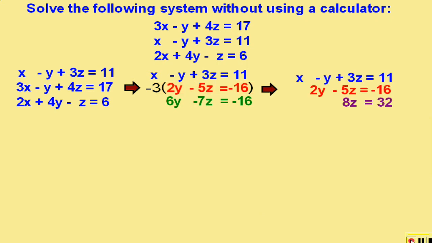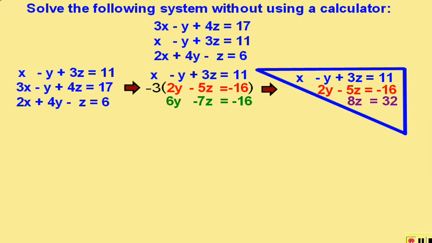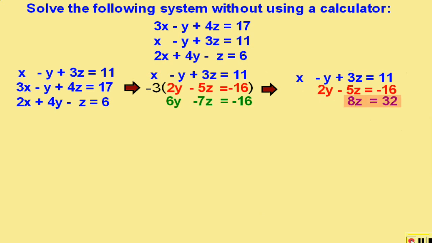Now we have the system in what we call triangular form. And when it's in triangular form, it is easy to solve. We simply start by finding z, which in this case, when 8z is equal to 32, z will equal 4.